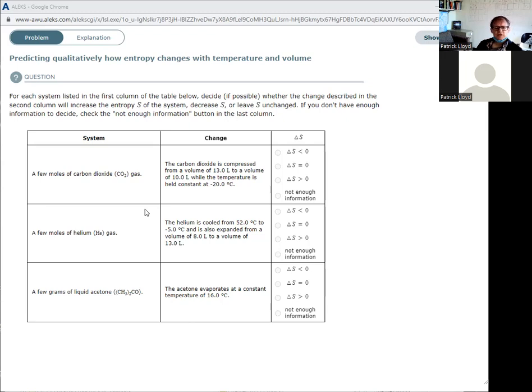So the first one is compressing it. So the volume gets smaller. If you compress it, there are fewer positions available, so the entropy should actually decrease. So your change would be negative. And then what happens to the temperature? Well, the temperature is held constant.